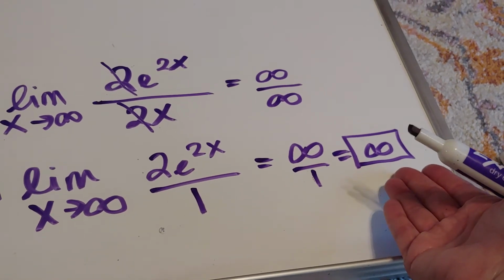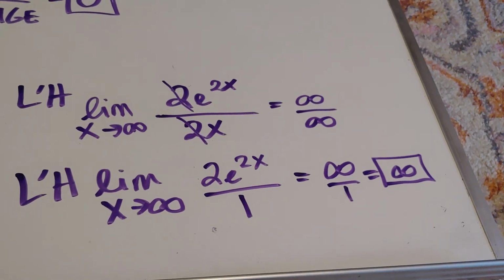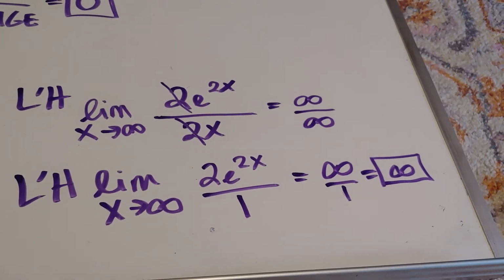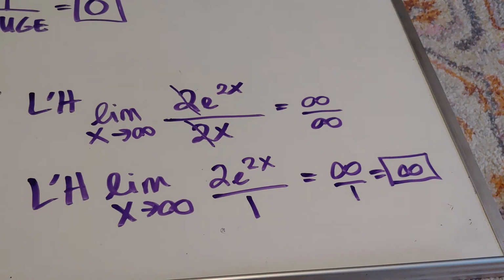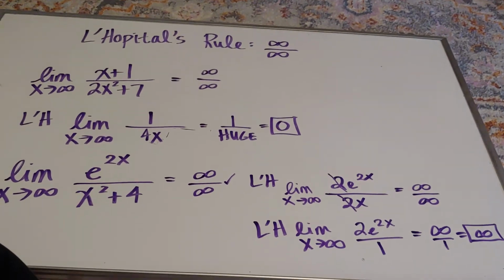So this is what this is saying. This is saying that the e is dominating, causing the whole fraction to blow up. That x squared plus 4 in the denominator wasn't taken enough away. All right. So there's the infinity over infinity case.